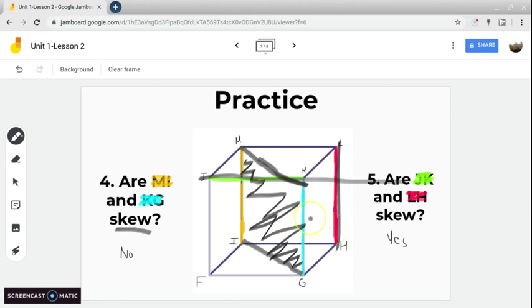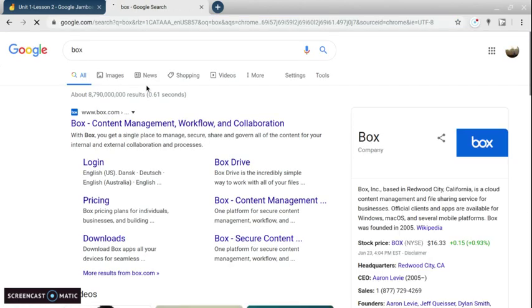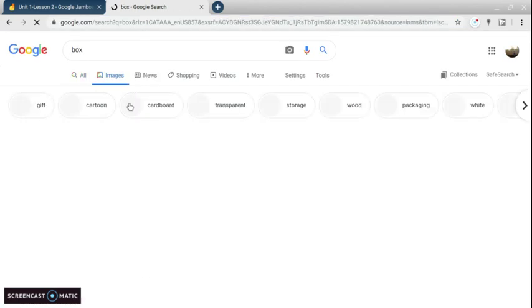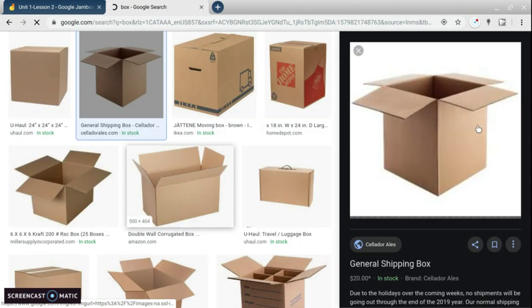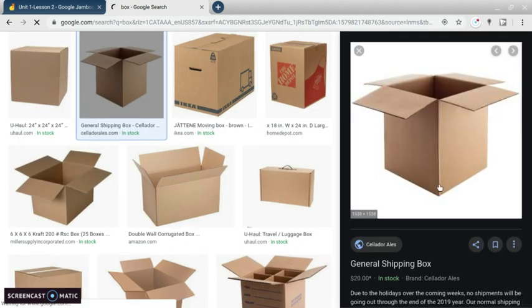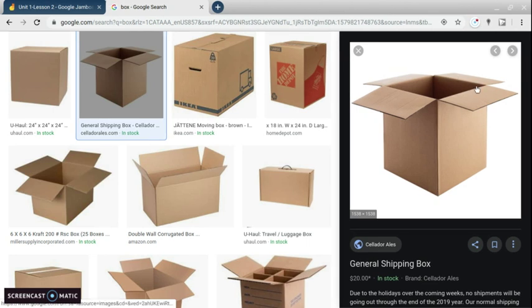Now, if you just look at something in real life, let me just look up box. Here, just box. Images. Look at this box. It's in 3D. So this right here and this right here, that's what skew is. They don't touch.